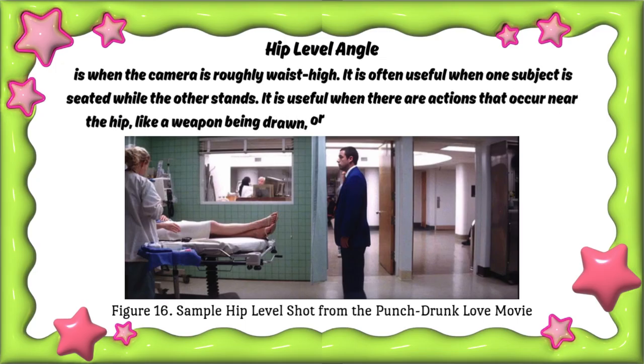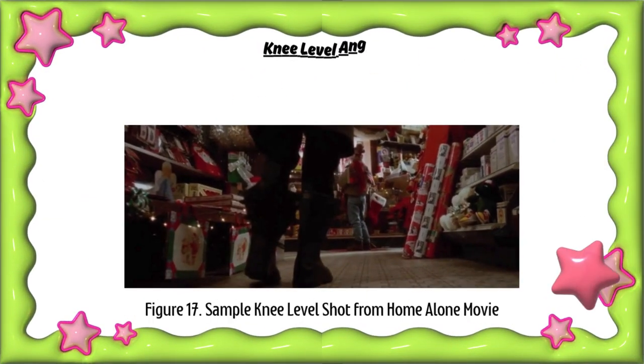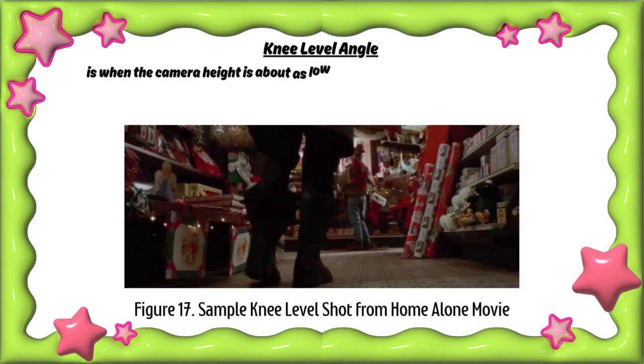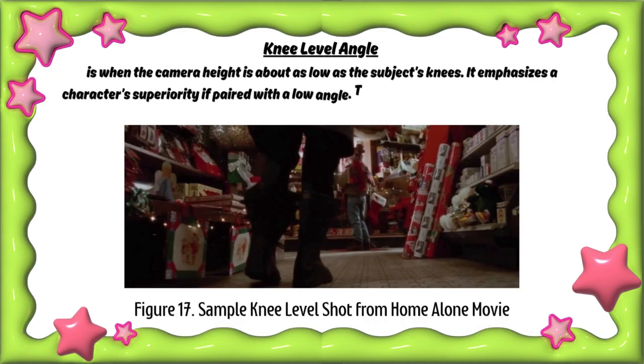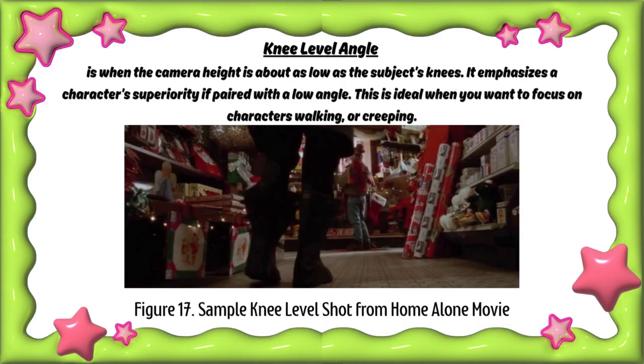It is useful when there are actions that occur near the hip, like a weapon being drawn or someone reaching into their pocket. Knee level angle is when the camera height is about as low as the subject's knees. It emphasizes a character's superiority if paired with a low angle. This is ideal when you want to focus on characters walking or creeping.